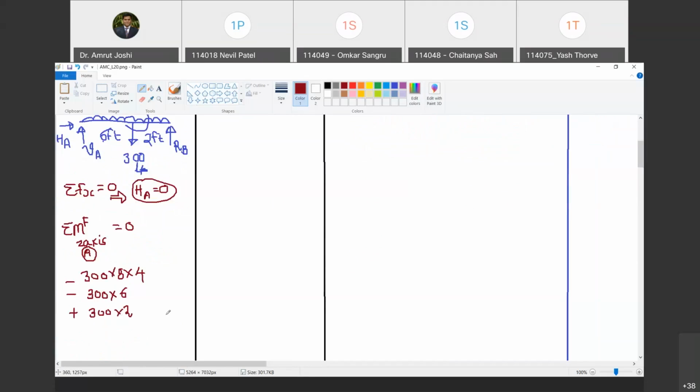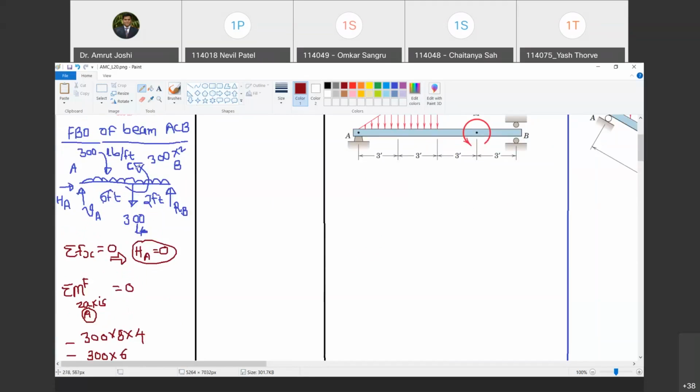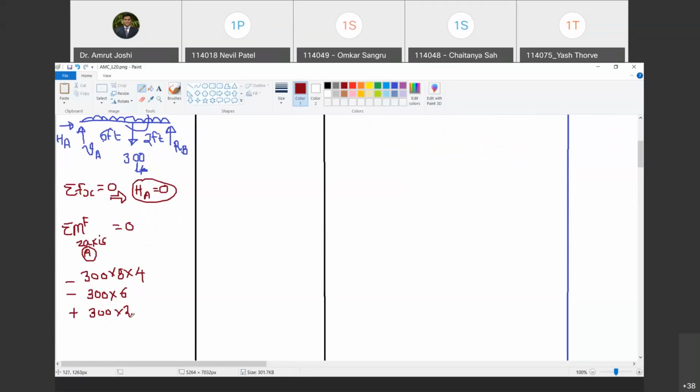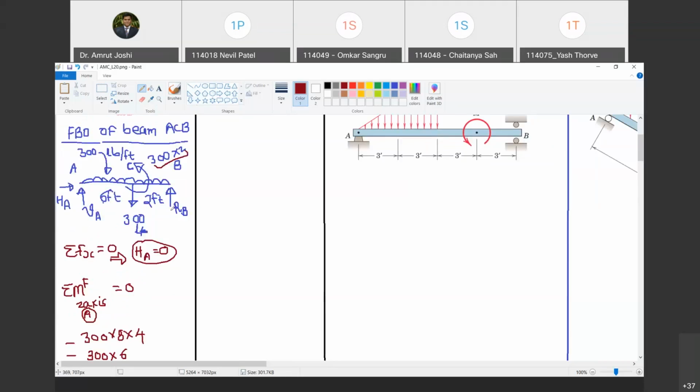Most common mistake, people tend to multiply this couple moment by distance 6 feet. That's not correct. You have to understand this already is force multiplied by distance. This is already a moment itself. So we should not multiply it with distance. Only forces are to be multiplied by perpendicular distance to get the moment. Now which force is remaining?